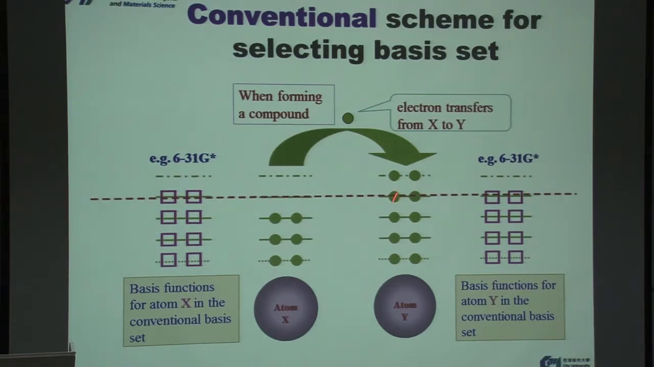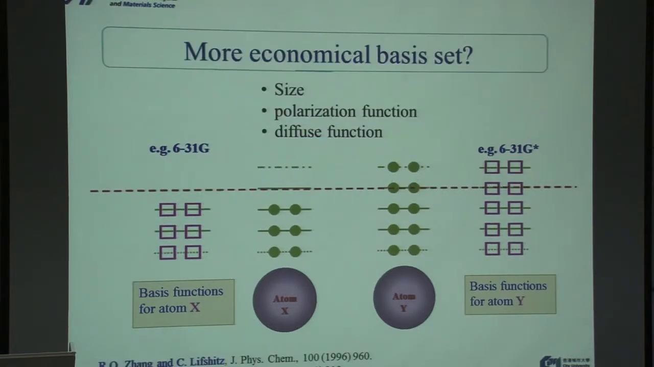Okay, for example, if this one has a higher electronegativity, there should be electron transfer here. So if this is the level of basis function, then this one doesn't seem to need that large a basis set, but for this one you should probably add more basis functions. So with that, I propose to reduce the use of basis functions for this atom, but keep using a large one for this one.